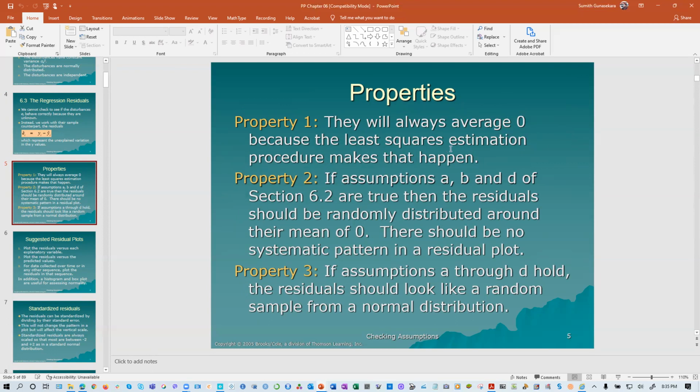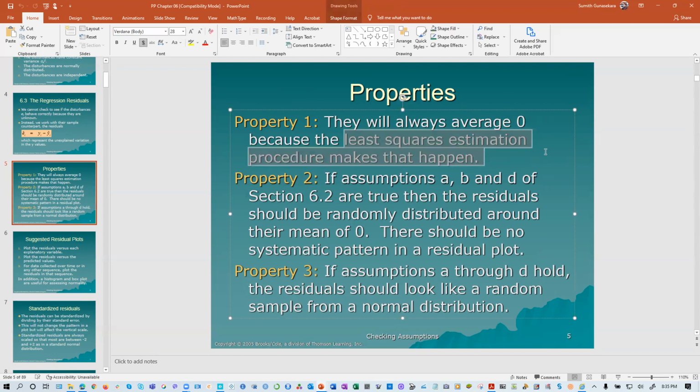And because of the least square estimation, this is the procedure. This is how you get the B0 and B1. This procedure works if and only if your average is 0. That's how they say. B0 and B1, and B2, B3, those regression coefficient values can be easily obtained because the error average is 0. On the other hand, if the assumptions A, B, and D of section 2 are true, then residuals should be randomly distributed around their mean of 0.